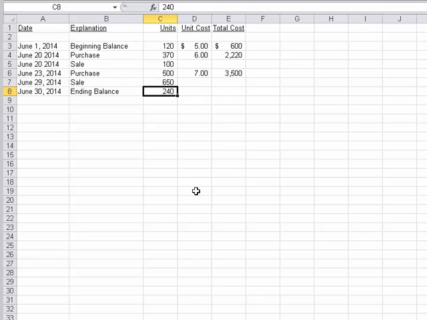Okay, let's look at FIFO first. Now FIFO stands for first in, first out. And what that means is we use the assumption that the earliest items are the first ones sold. So the first ones purchased or the first ones on hand are the first ones sold.